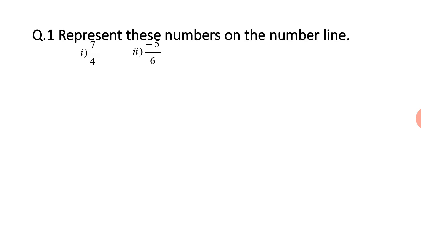The very first sub question here is 7 by 4. So we are going to place this 7 by 4 on the number line. So begin with the basic line. This is a line, so it must end in arrowheads. Take the number 0. Now our given number is a positive number, so we'll focus on the positive side more than the negative side in this sub question.